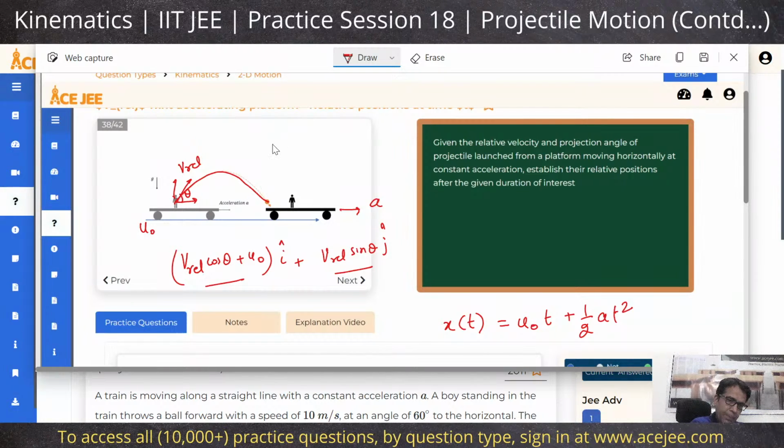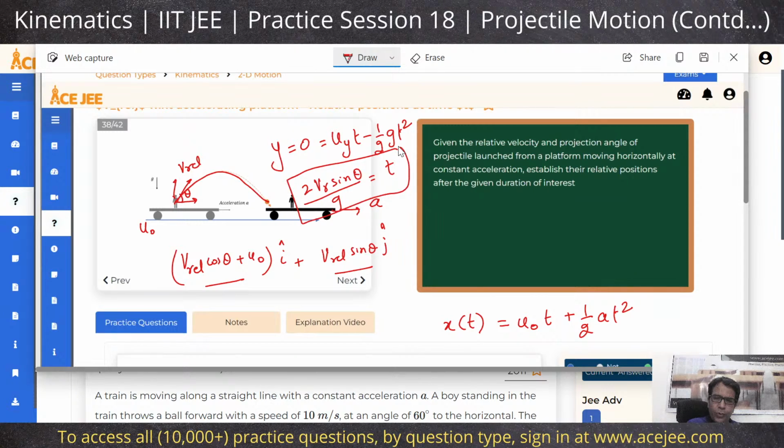So when it comes back, the net displacement will be 0: u_y t minus half g t squared. u_y is v relative sine theta. So v relative sine theta times 2 divided by g will be your time of flight. So you know t, so you can figure out where the man would be if he does not move relative to the platform. So where will he be after that time t when the ball lands back?